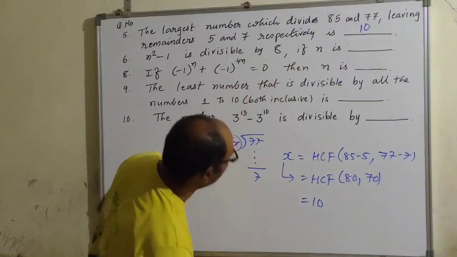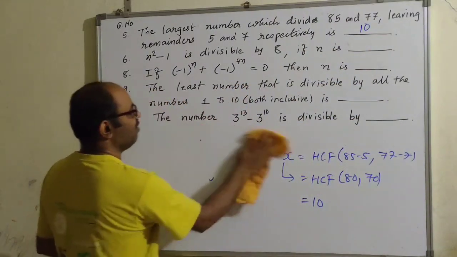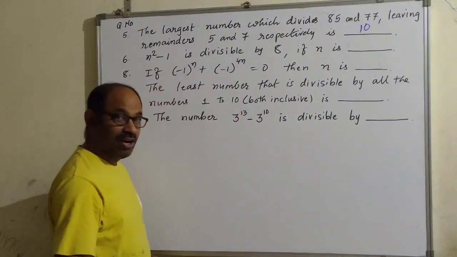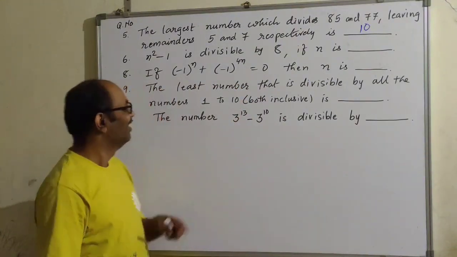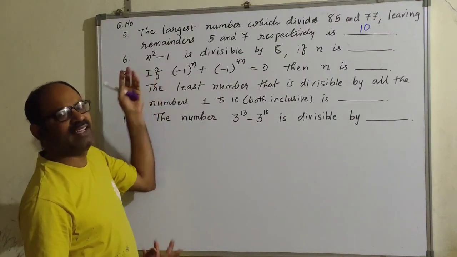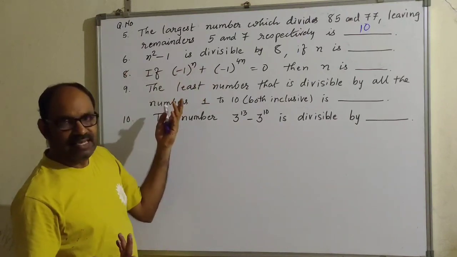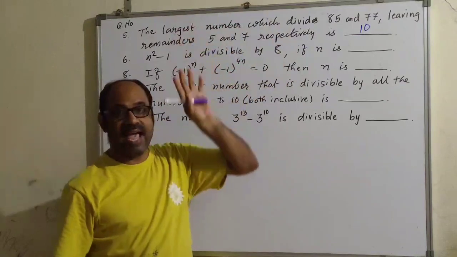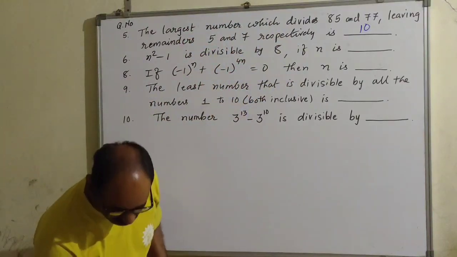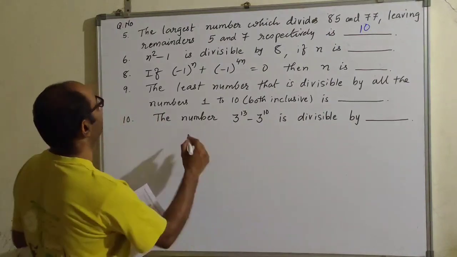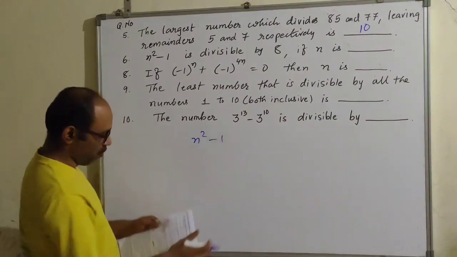Clear? Alright. Let's see the sixth one. Very interesting. It is different. You have to use your common sense, nothing else. N square minus 1, where n is any integer, is divisible by 8 if n is dash. Now what is the first option, children, here? You will have to check option wise. N square minus 1.